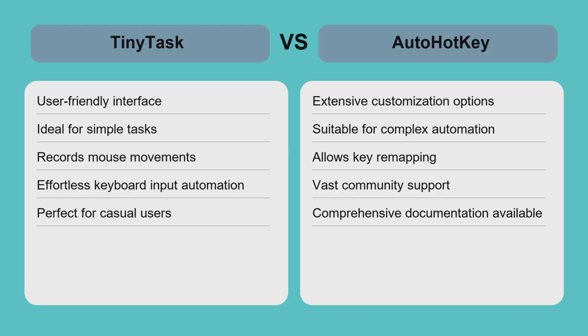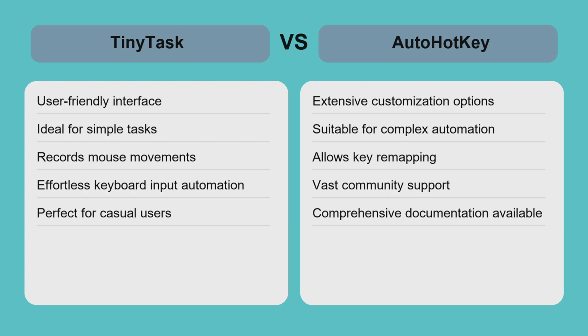When comparing TinyTask and AutoHotKey, consider your automation needs. TinyTask is perfect for users seeking a quick and easy solution for basic tasks, such as recording a series of clicks or keystrokes. For example, a user might use TinyTask to automate repetitive data entry in a spreadsheet.